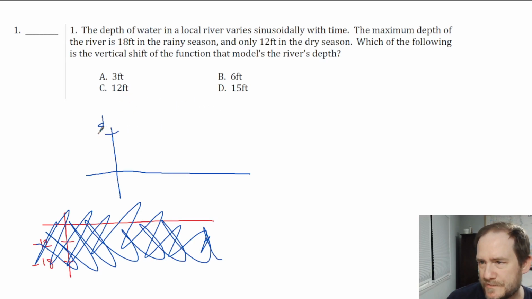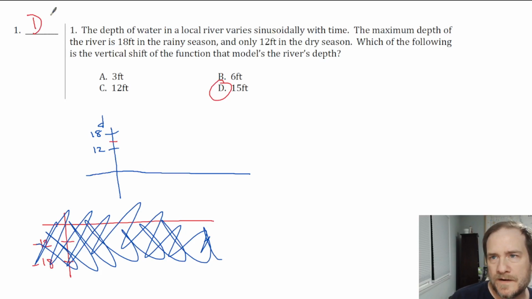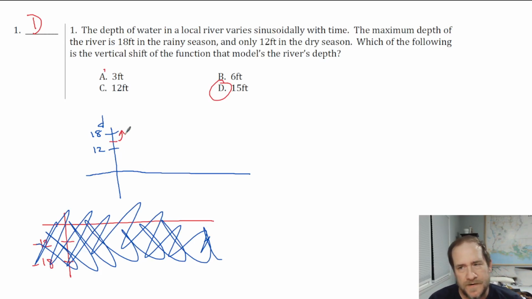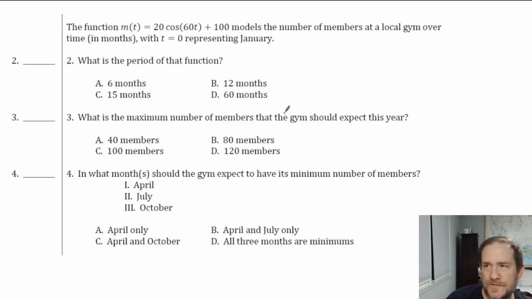But if the maximum depth is 18 and the minimum depth is 12, then to find the vertical shift, you want the midline. And the midline is the average of those numbers. So add them up, you get 30. Chopped in half is 15. So it's D as in dog. The only thing worth talking about, I guess, is 3 is there as a choice. But 3 is the amplitude, right? So you'd want the amplitude if you were trying to write an equation. But again, it asks for the vertical shift, which means you want the D value of the function, which is the 15.